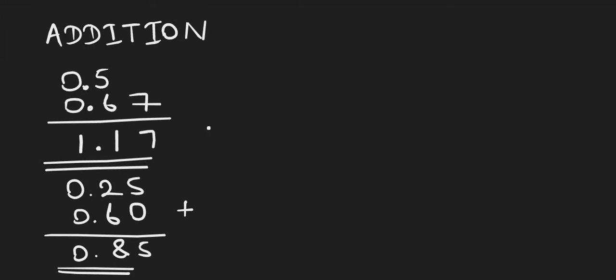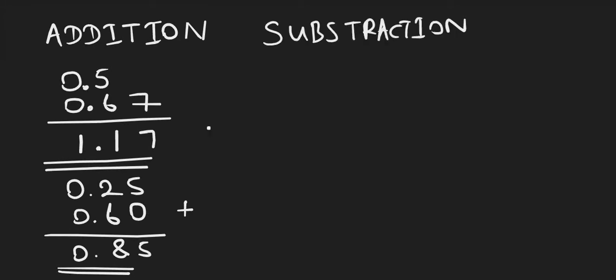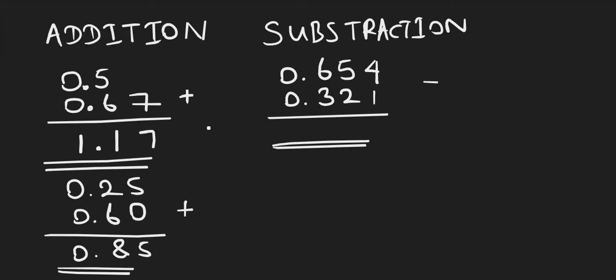Now let's look at subtraction. Subtraction is the same as addition. You need to put the decimal point in the correct place. 0.654 minus 0.321: 4 minus 1 is 3, 5 minus 2 is 3, 6 minus 3 is 3, 0 minus 0 is 0, and we put the decimal point here because we have 3 decimal places in each of the numbers that we subtracted.